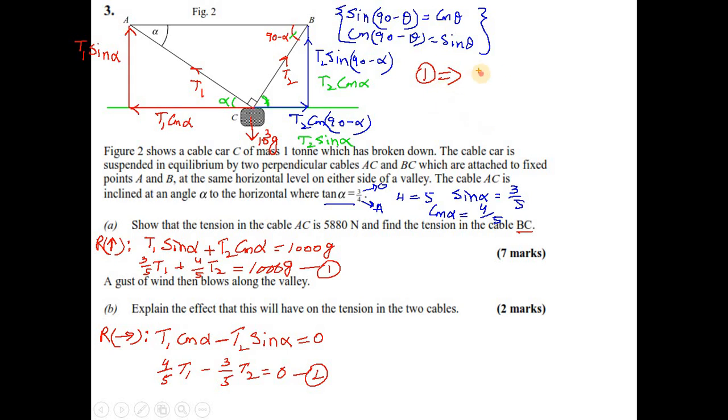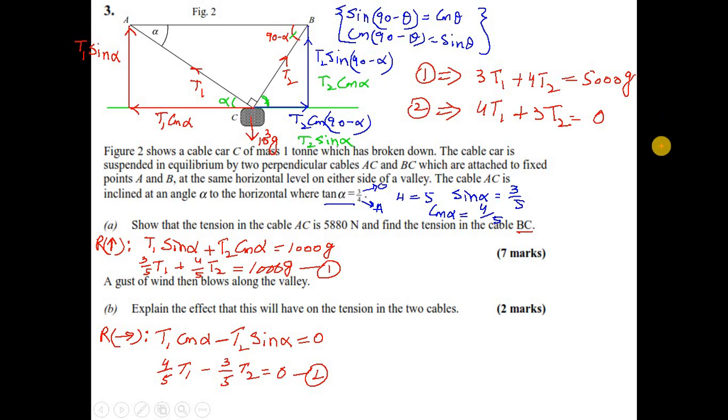So you have 3T1 plus 4T2 is equal to 5000 G. And then equation 2 implies that you multiply equation 2 again by 5 to get rid of this denominator. So you have 4T1 plus 3T2 is equal to 0.